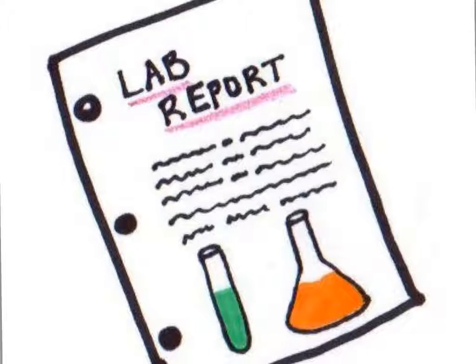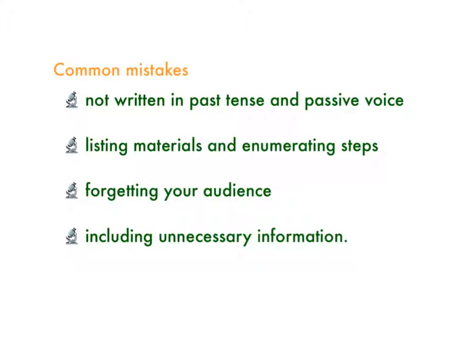Hello, this short video highlights the most common mistakes students make when writing a lab report. Lab reports are written in past tense because you are documenting what has already been done, and they are written in passive voice. To write in passive voice, do not use names or personal pronouns. Avoid identifying the researchers. The focus should be on the experiment.